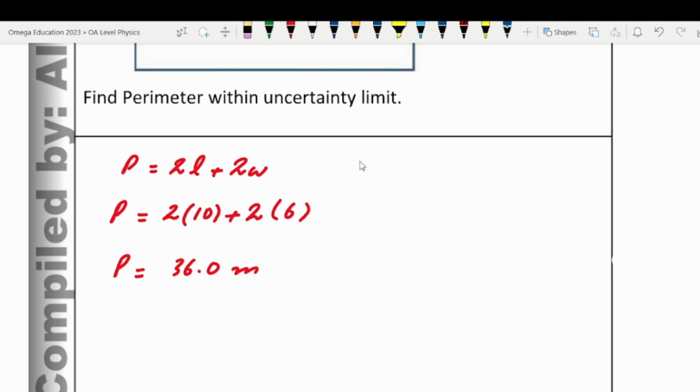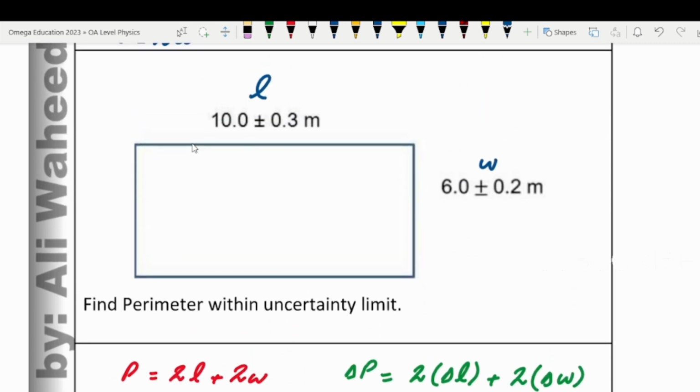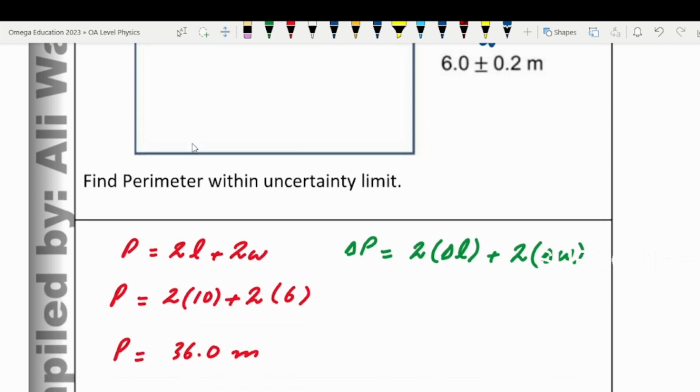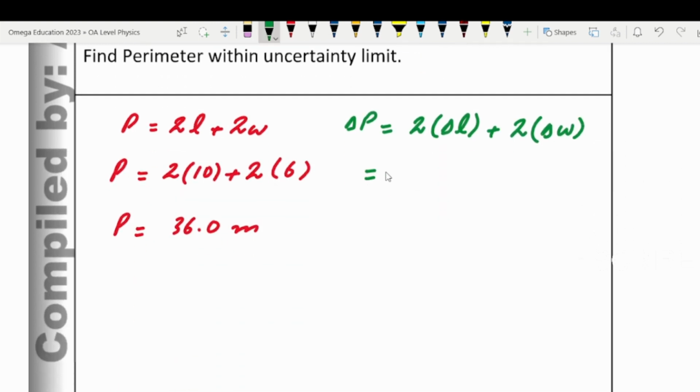In order to find the uncertainty in the perimeter, I'm going to write it as delta P. P is the perimeter and delta P is the uncertainty in the perimeter. And that would be equal to 2 times the uncertainty in length plus 2 times the uncertainty in width, because you have 2 as a coefficient here. So whatever the uncertainty of length is, you multiply by 2. The uncertainty of length is given as 0.3, uncertainty of width is 0.2. Let's insert the values here.